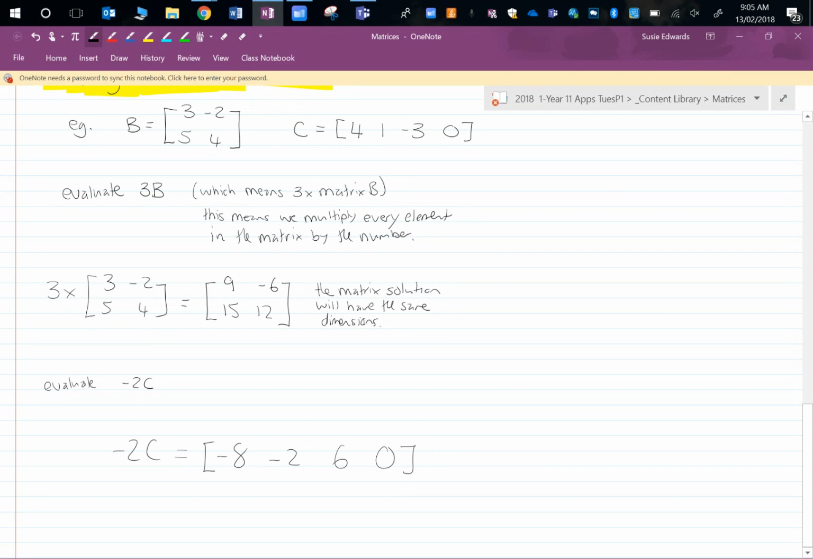A lot of people just, when they see the 0, they just forget it, but it's still 0. It's still a part of the matrix. The matrix still has to stay the same. Everyone good? Awesome. All right, so that's the first sort of thing we can do with matrices.